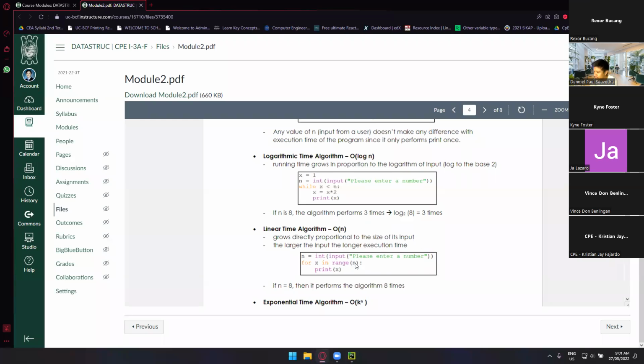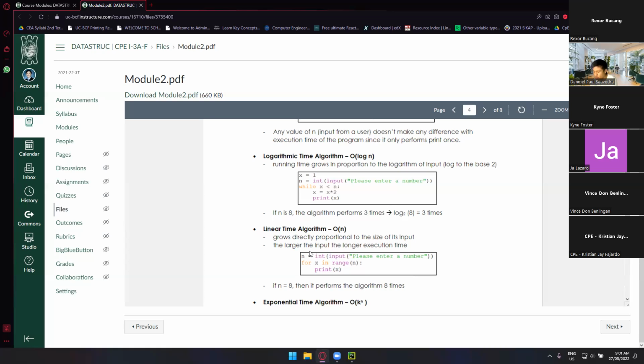One more thing is that this doesn't mean that this is the last number, and we have an initial value of 0 as always. So that depends on the incrementation of your code also. If it's incrementing by 2, then of course it will perform 4 times only. If it's incrementing by 3, then it will perform 0, 3, and then 6. So it will perform 3 times only. But in here, this is just a simple example of this linear time.